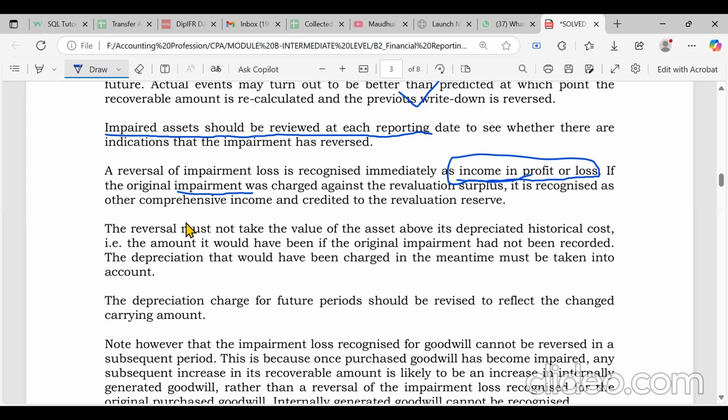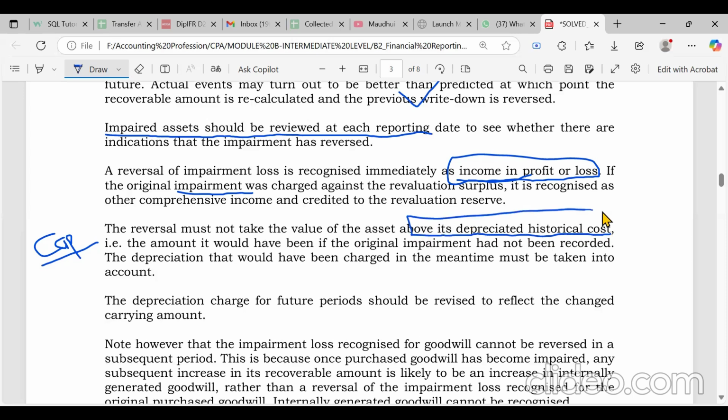When reversing, it will be vice versa. Now there is a cap. There is something we should not exceed, and this too is very, very important. You first brought down the value of the asset, but then things have reversed and you want to take it up. Should you take it up by any amount, or is there a cap? We definitely put a cap. The reversal must not take the value of an asset above its depreciated historical cost.